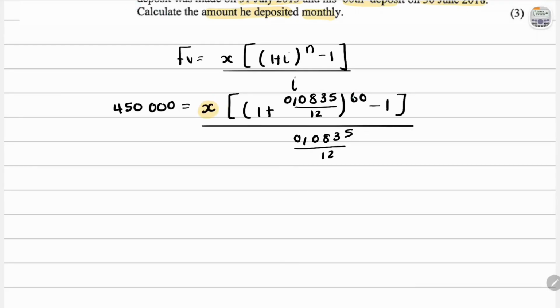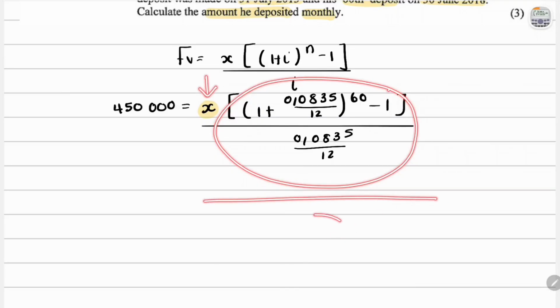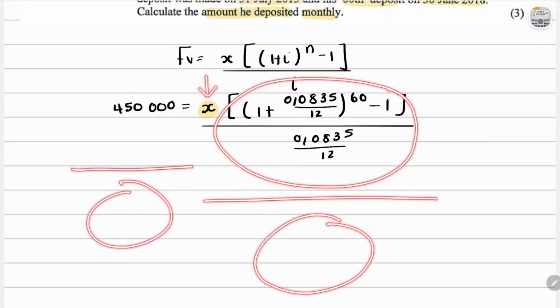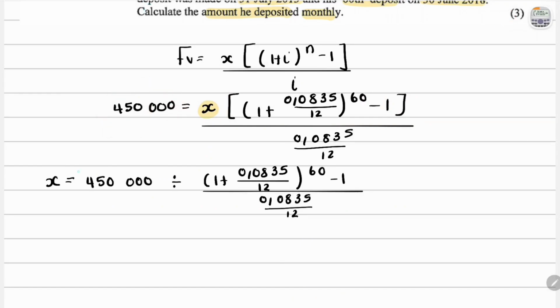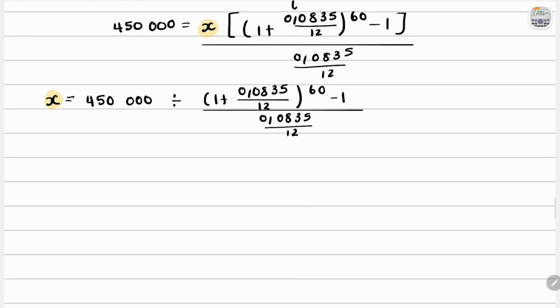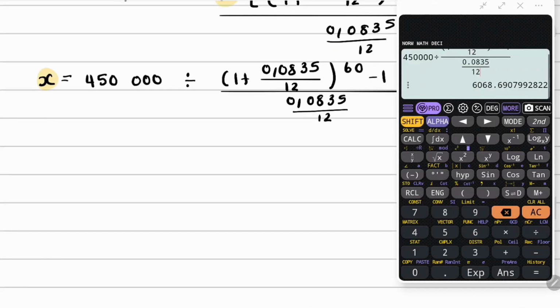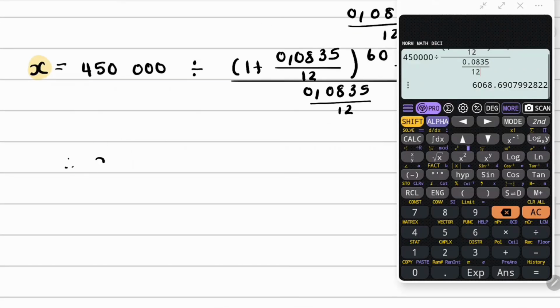So all of these, when we calculate them, they're simply just going to give us a number. So we can take that number to get X on its own. We can take that number and simply divide it on both hand sides to get rid of it. So we're basically saying 450,000 divided by all of this. Okay, so it's going to look like this, and we just have to put this on the calculator. Okay, and now we see the amount that he needs to save every month.